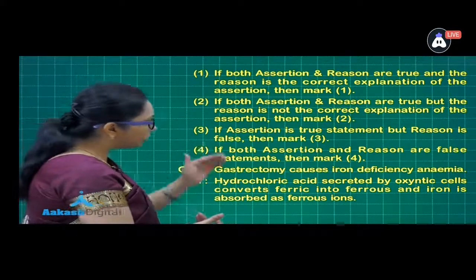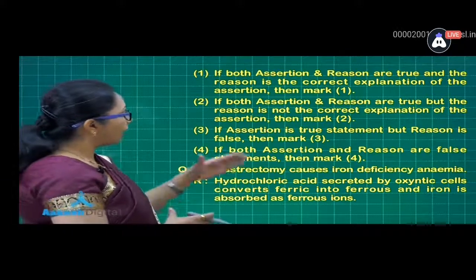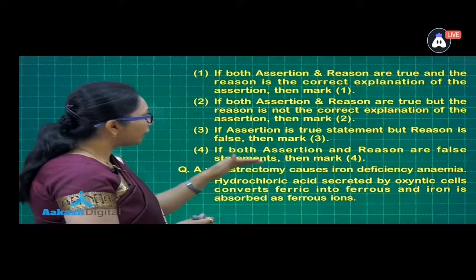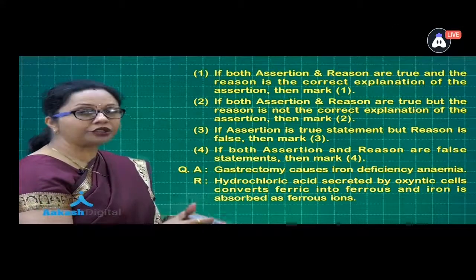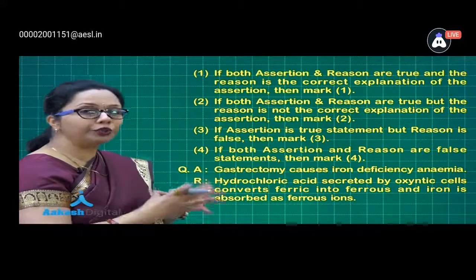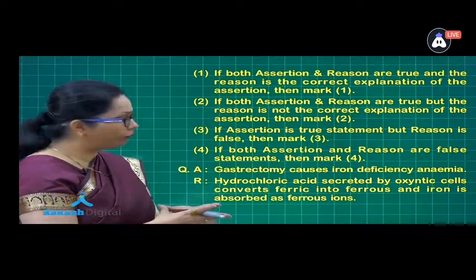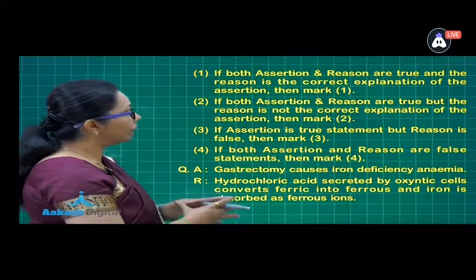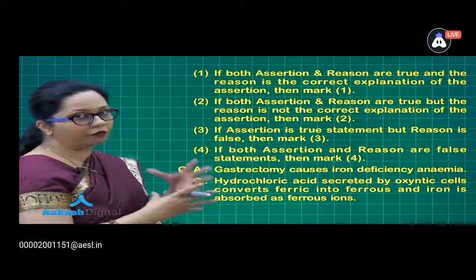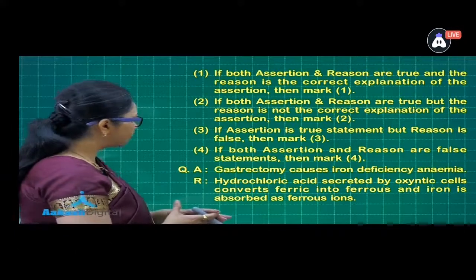So first thing that we have to judge is whether this assertion is correct. Now if you remember, in stomach just now we have mentioned that HCl is secreted, and that HCl is reducing ferric to ferrous, making it into absorbable form. And if ferrous is not present, then there would be anemia because of deficiency of iron. So certainly this statement is correct.